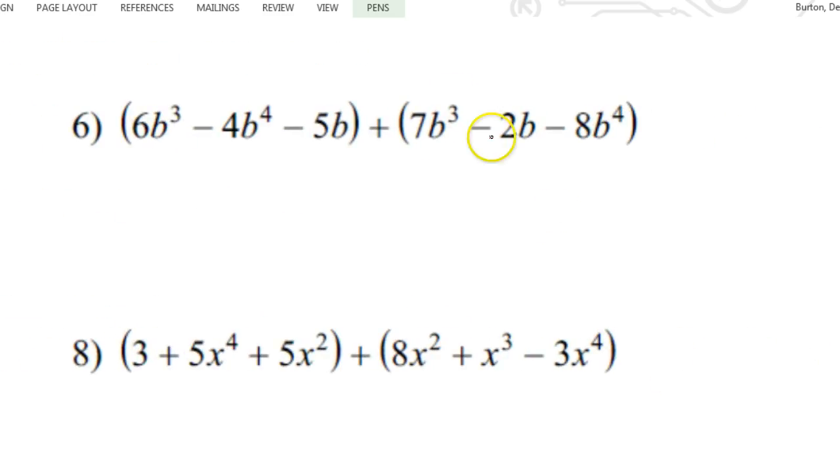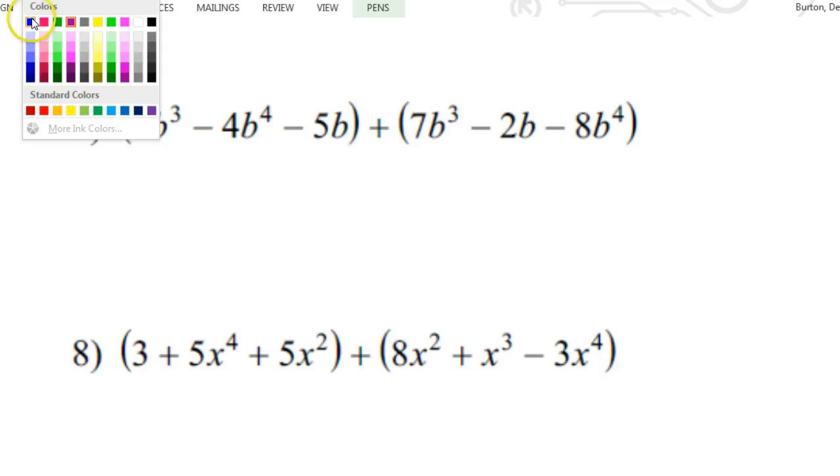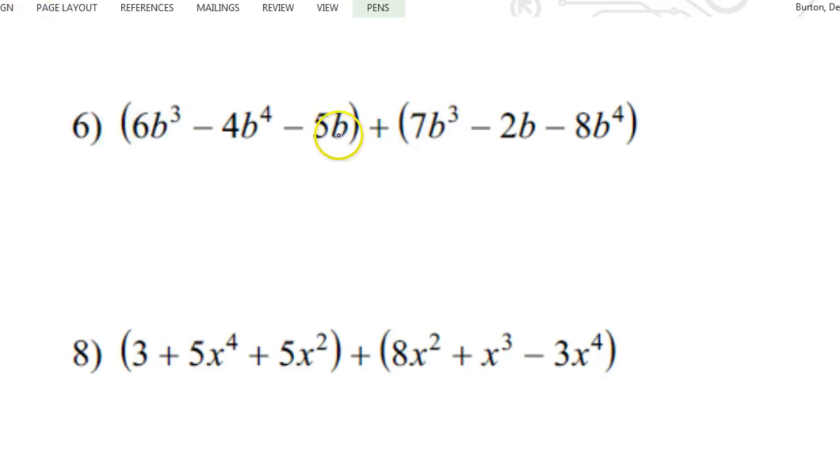Take a look at number 6. Yay, addition. I get to ignore the parentheses. I love to ignore the parentheses. Let's start with the quartic terms because that's the highest power I see, degree 4, quartic. So I've got this and this. -4 and -8, that's going to make -12. So I've got -12 b to the 4th power.